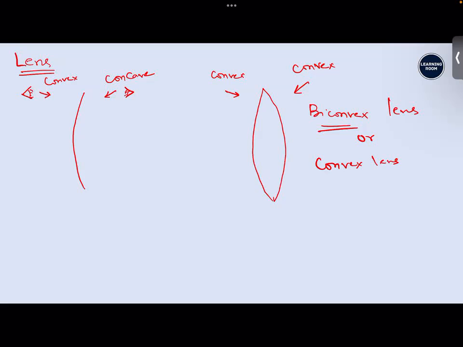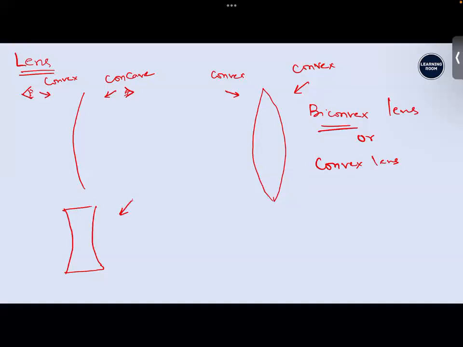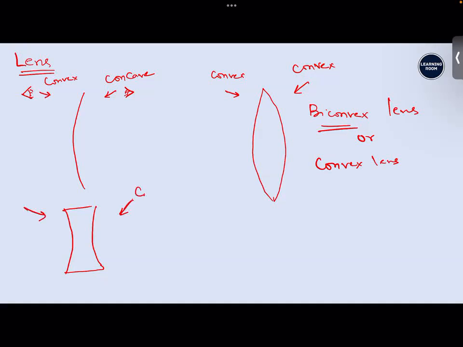Similarly, if I have a shape like this, when I see from outside, what do I have? I have a concave shape here and a concave shape here. So it is also called biconcave or simply concave. So you will not generally use the word biconcave everywhere.